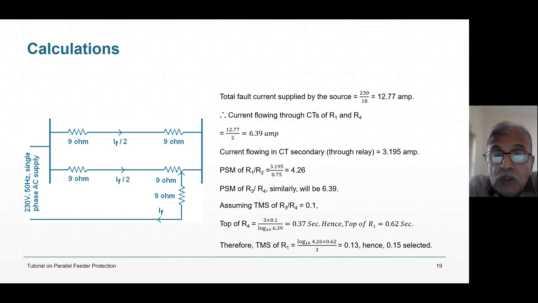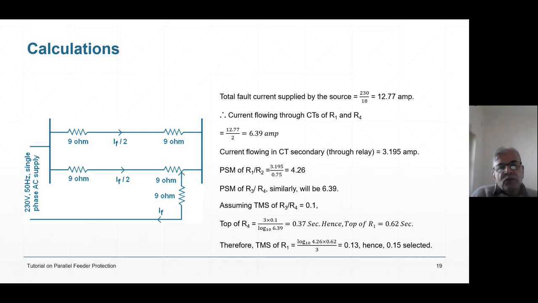Therefore, now I will calculate the PSM of R1 or R2 and the PSM of R3 and R4 for 6.39. 6.39 is the primary current. So the secondary current, with 10 by 5, is 3.195. And 3.195 divided by 0.75, because R1 and R2 are set at 75%, so PSM is 4.26. Similarly, the PSM of R3 and R4 is 6.39.